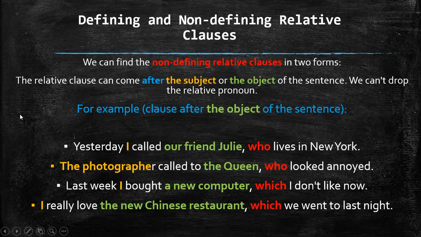We can also find the relative clause after the object of the sentence. For example, yesterday I called our friend Julie, who lives in New York. Who lives in New York? Our friend Julie. So we are talking about the object of the sentence. As I told you, you can find the subject in yellow and the object in green.